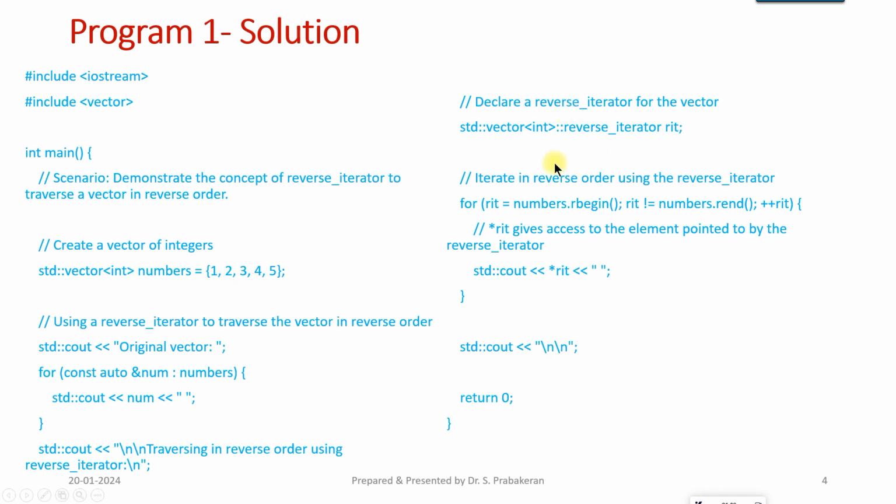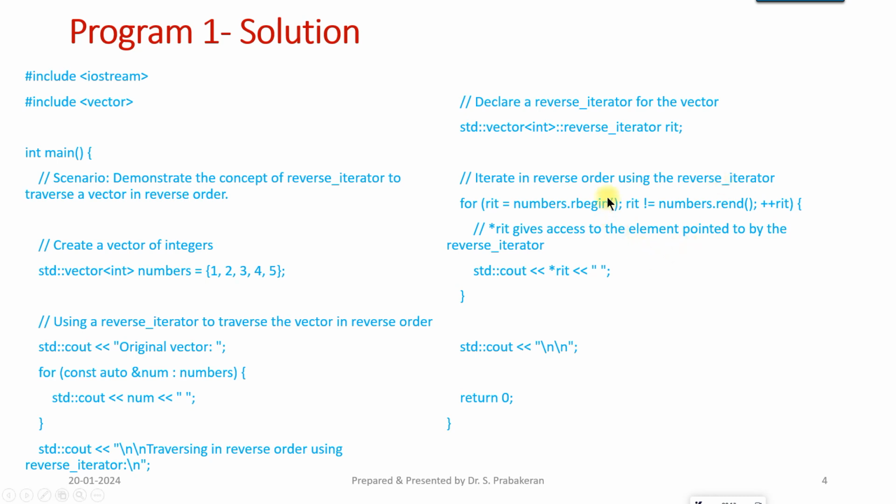Here we use a regular iterator to traverse the vector in the original order. Now we declare a reverse iterator RIT, and iterate through the vector in reverse order using two functions: the iterator begin function and the iterator end function. The reverse iterator is an iterator that moves backward through the container. In our case, it starts at the last element of the vector and moves towards the first element.